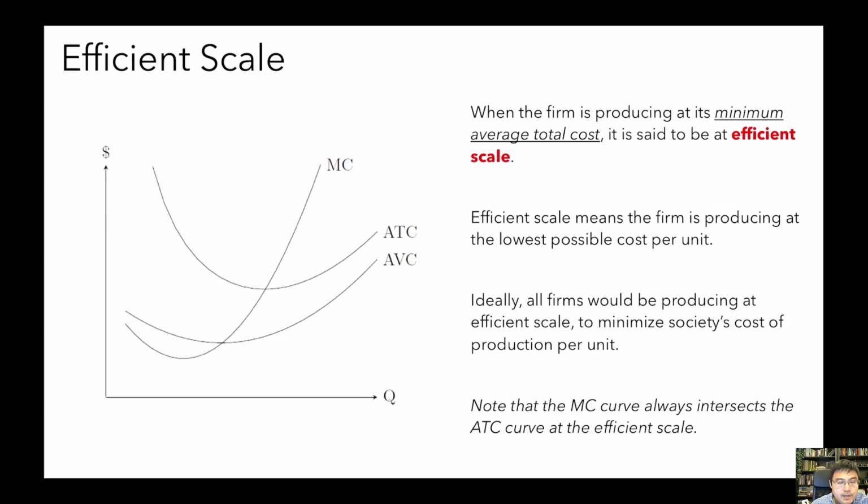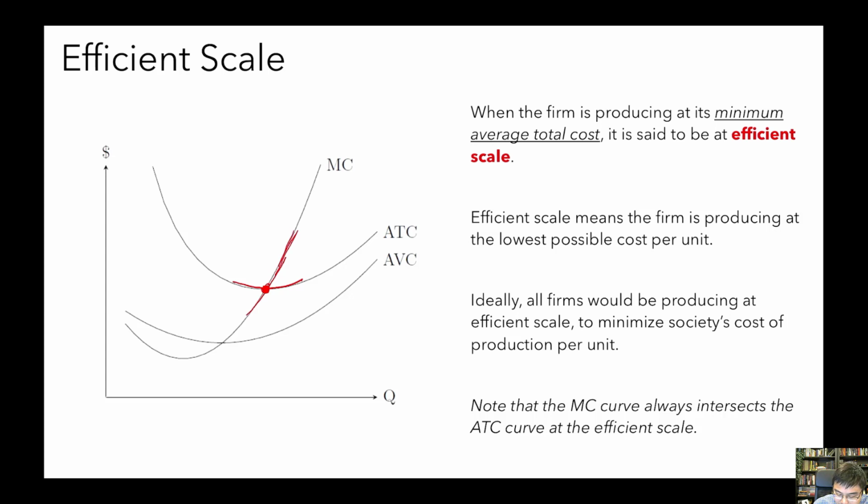Okay, so when a firm is producing at its lowest possible average total cost, so the minimum average total cost right here, it's said to be producing at efficient scale. Now, efficient scale means that the firm is producing at the lowest possible cost per unit. And ideally, all firms would be producing at their efficient scale so as to minimize society's cost of production per unit. One thing to note about the efficient scale is that it always occurs at the point where marginal cost intersects the average total cost curve.